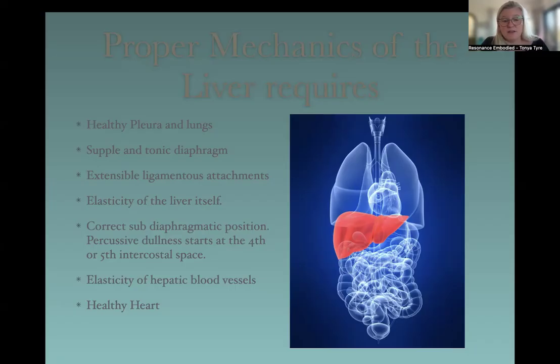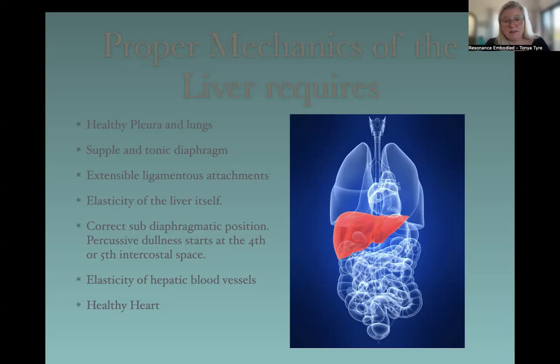And then there's also the elasticity of the hepatic blood vessels. So vascular health is really important. We want to have nice elastic vessels that can bring blood and oxygen to the region and also take it away so that there isn't congestion. So we want nice, healthy blood vessels.